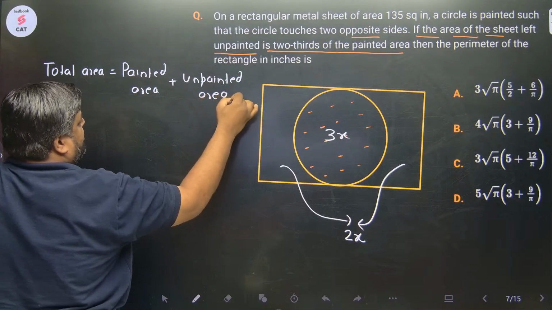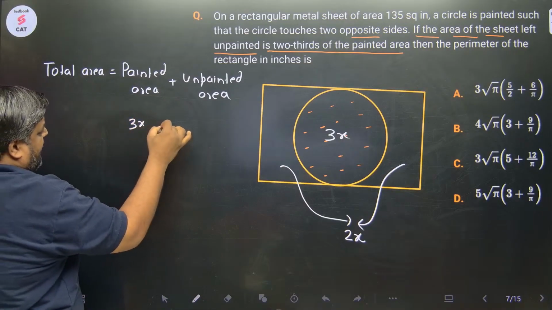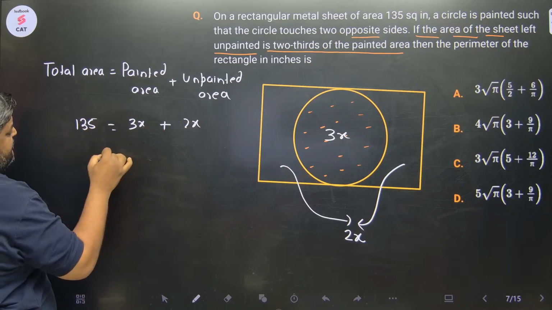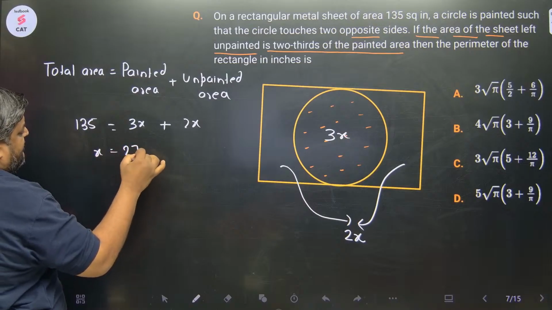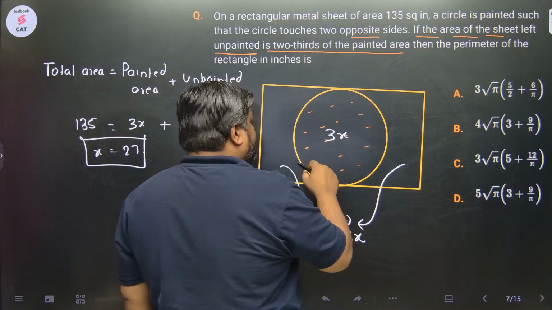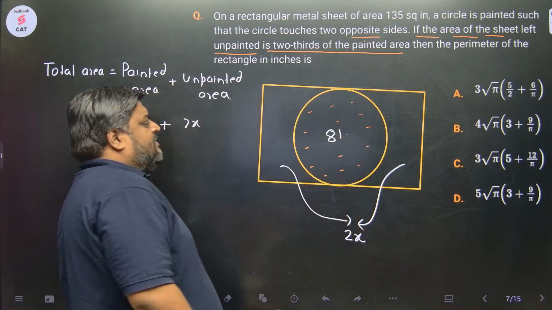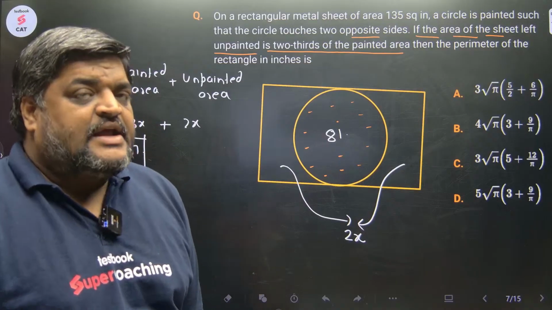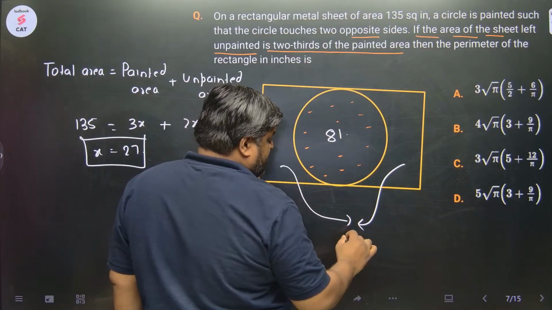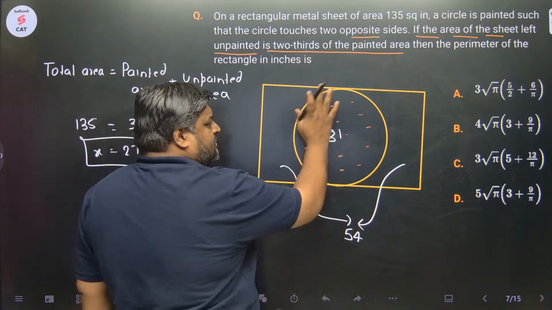Okay, now painted area we have taken to be 3x. Unpainted area is 2x and total area is given to be 135, which gives me x as 27, and so 3x would be 81. x is 27, so 3x is 81. Sorted. You got the area of the circle, beta, and the remaining area is 54.